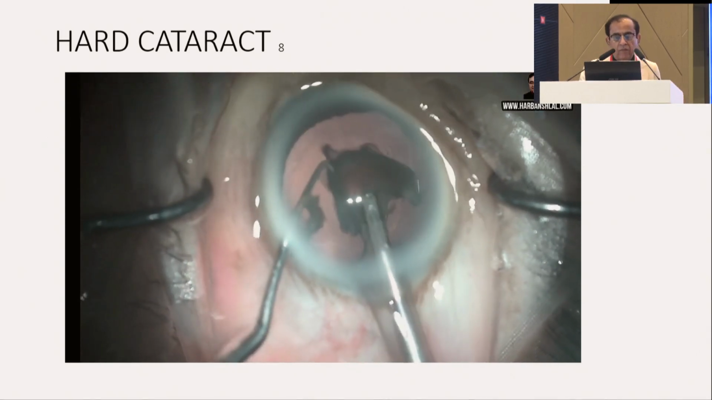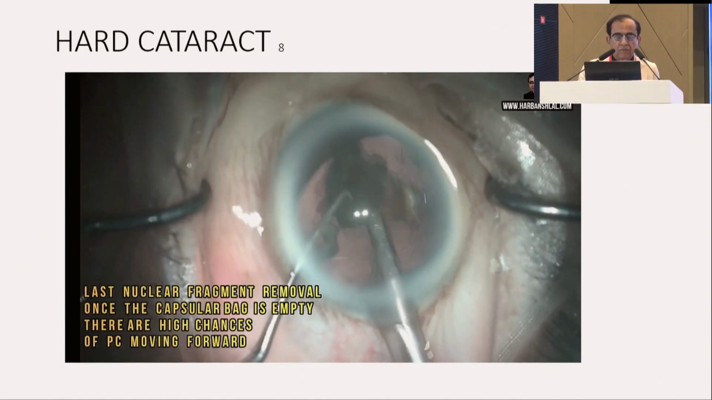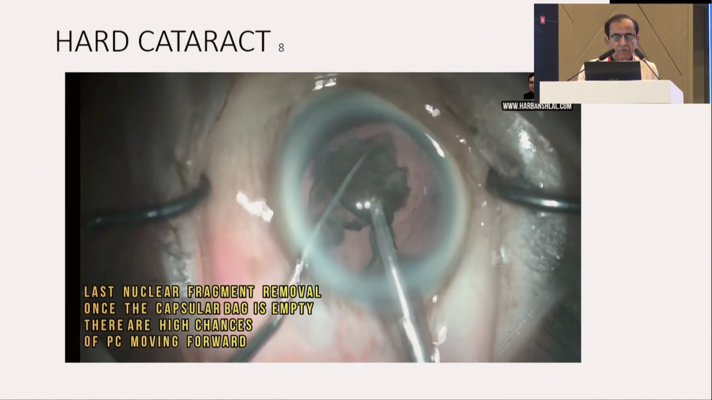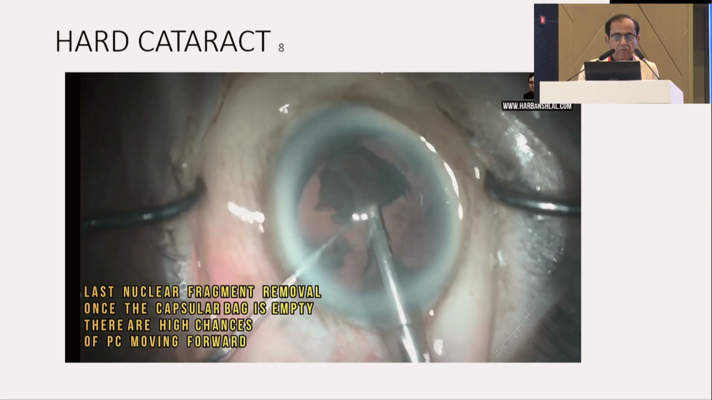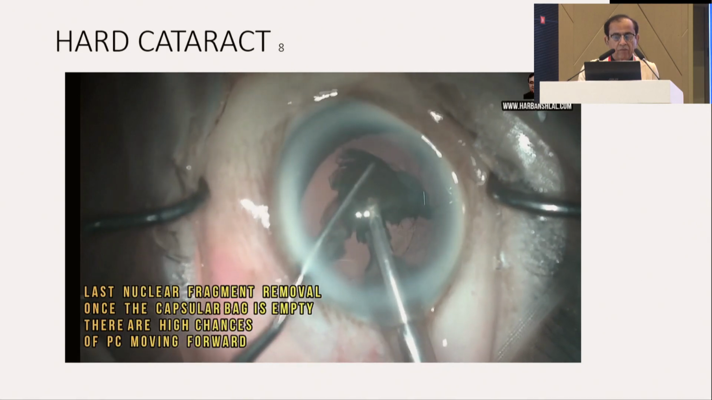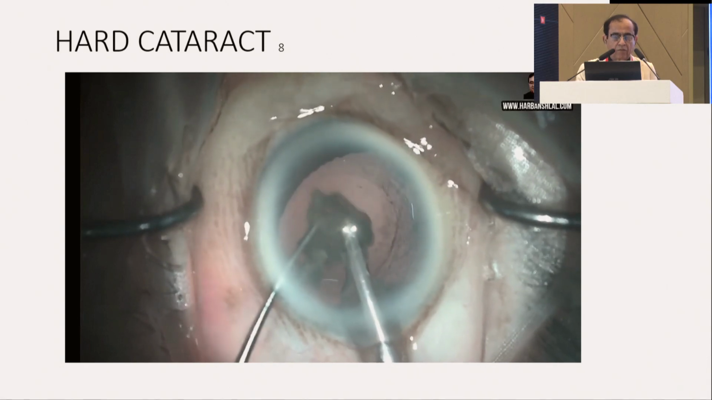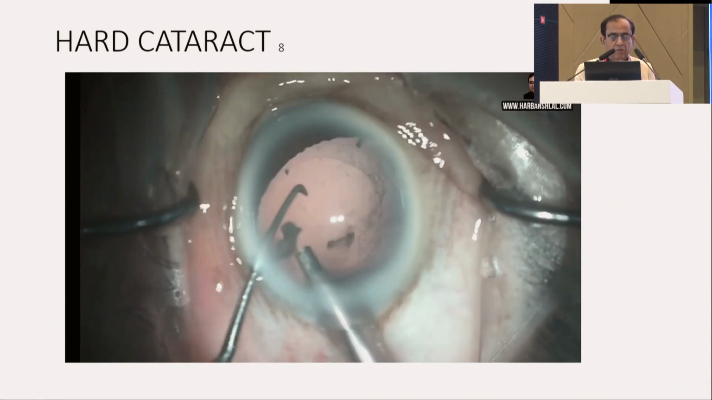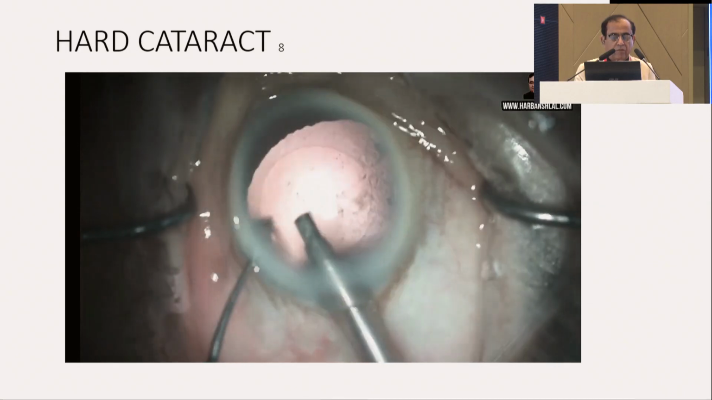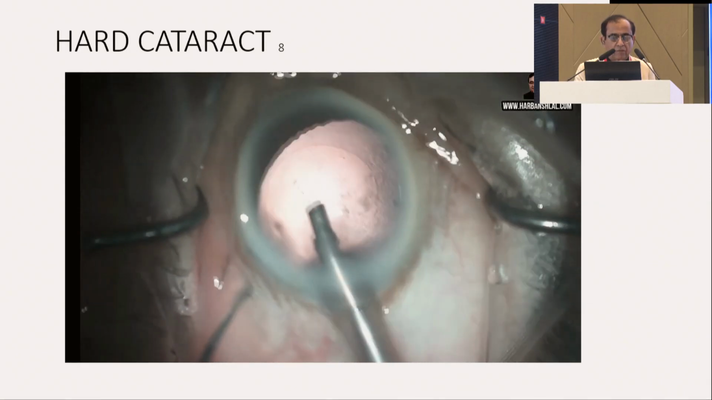Now we have come to the removal of the last fragment, and this time posterior capsule and cornea, both of them are highly vulnerable. We lower the vacuum setting to 400 and use the chopper to keep the fragment in front of the tip and away from the cornea.